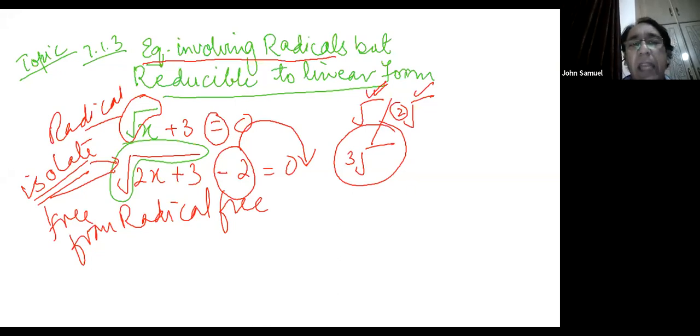When the variable in an equation occurs under a radical, the equation is called a radical equation. It may come in the paper in an MCQ or in a short question. So when a variable in an equation occurs under a radical, the equation is like this.